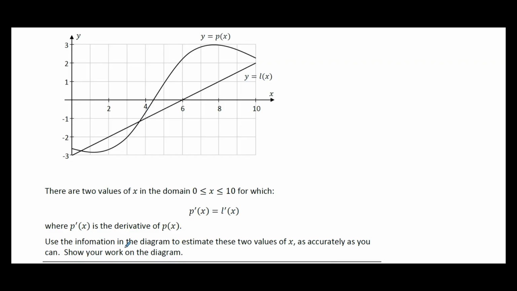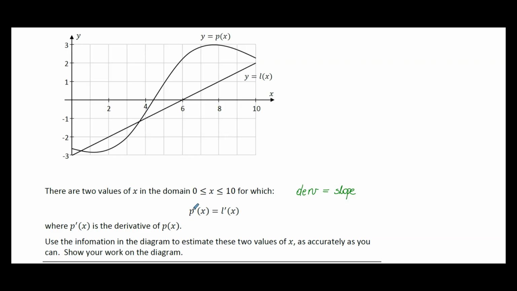And then they are saying, use the information in the diagram to estimate those two values of x as accurately as you can. Show your work on the diagram. Now, don't forget that very often in your exam they are giving you a derivative. But the knowledge you are applying is that the value of the derivative at a specific point is the same as the value of the slope of that function. That's the idea that we are actually using.